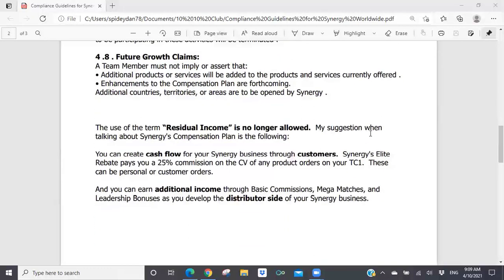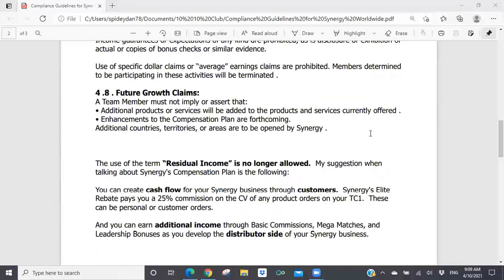Now, with that said, I personally got flagged by Synergy Worldwide because in all the YouTube videos that I had up for our Synergy family, my introductory paragraph and my last paragraph, the bookends for all of my video descriptions, had the term residual income in them. And Synergy Worldwide flagged me.